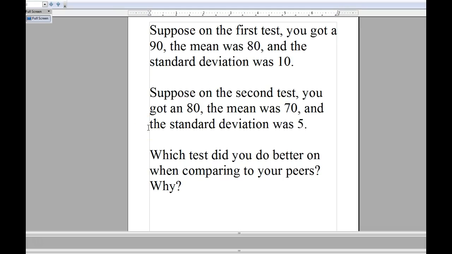3, 2, 1, go. It's just recording. I'm scared. It's gonna be okay, Nick. You're gonna survive.